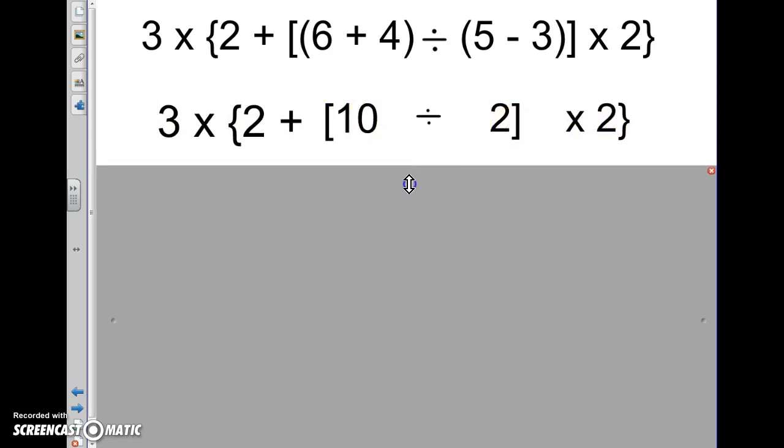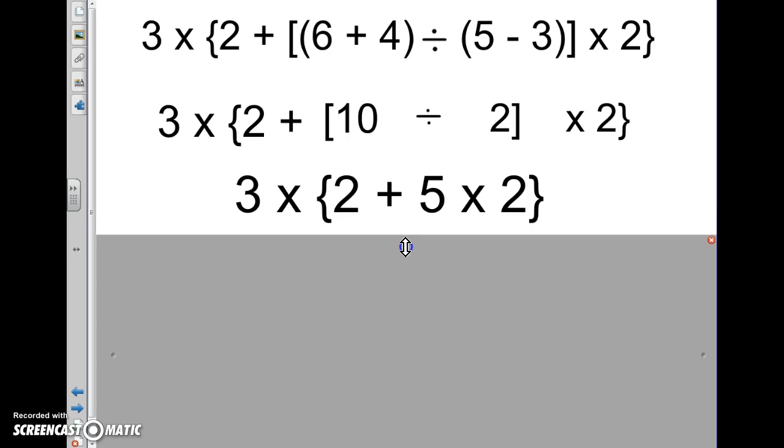All right, so then the next thing that we'd work inside of is these brackets. I'm going to do 10 divided by 2, and that's going to give me 5 right here. So now, within the braces, I have 2 plus what was in here, 10 divided by 2. And once I've solved the last operation inside of the parentheses or the brackets, then those just kind of poof away. So now I have 5 left here times 2 in braces.